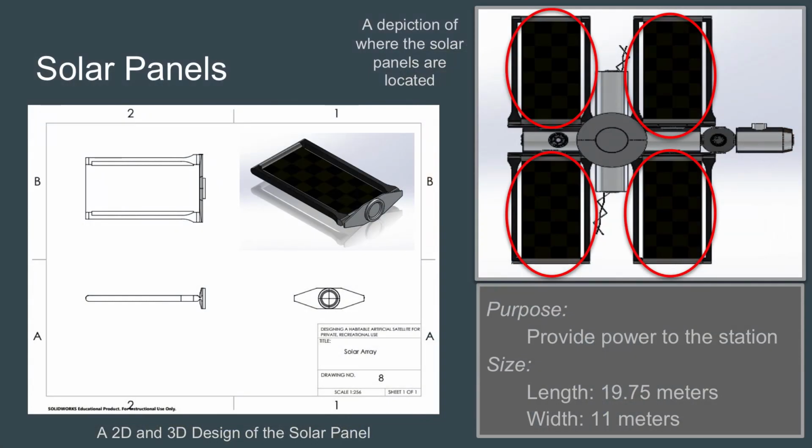Next is the solar panel. The solar panel is a rollout solar panel that will get to the size seen on the screen here, and 4 of them will supply all the electricity needed.